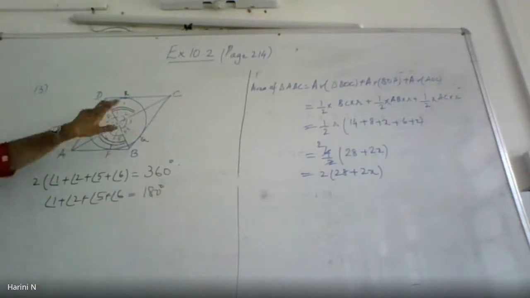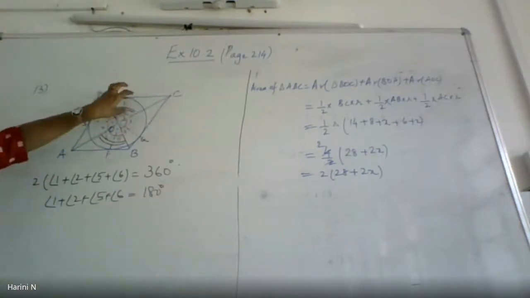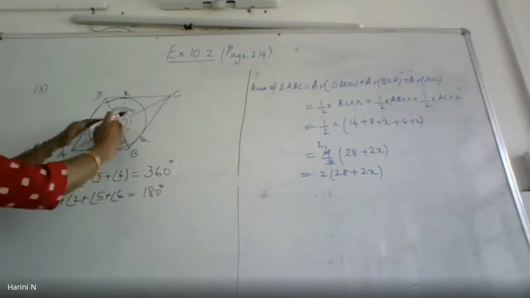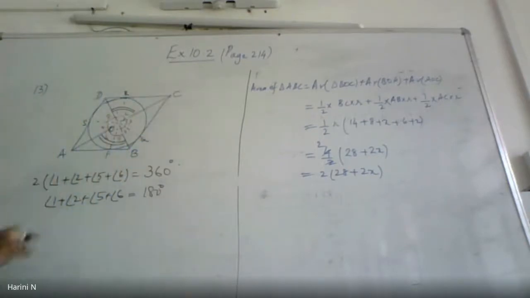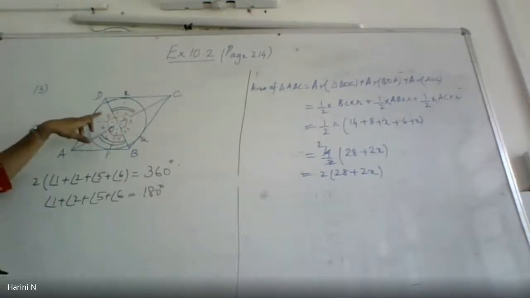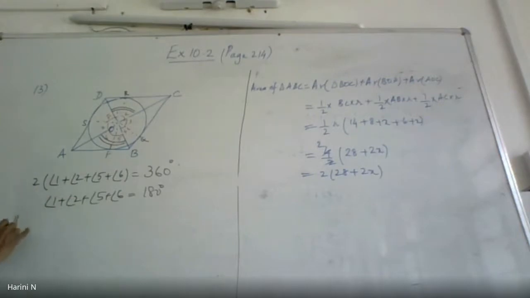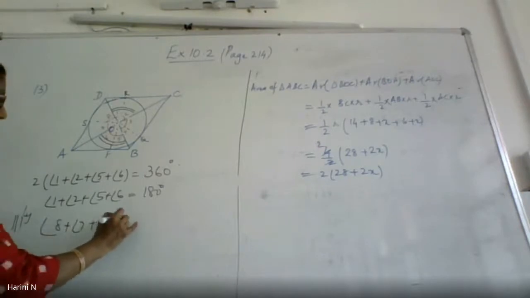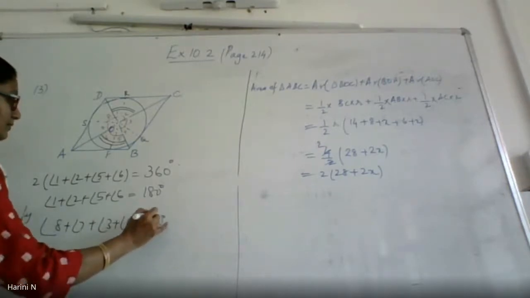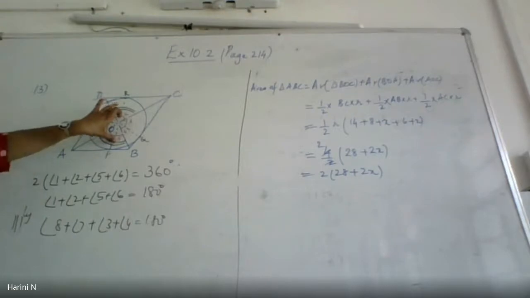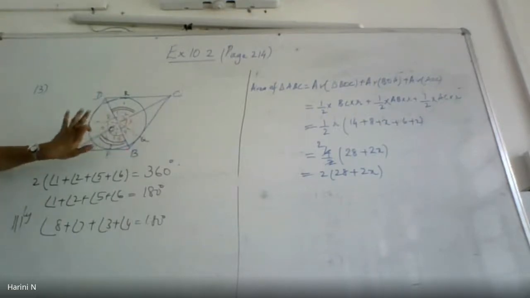That is what I need: the angles subtended by the opposite sides of a quadrilateral at the center are supplementary. Then you can tell similarly angle 3 plus 4 plus 8 plus 7 will be equal to 180 degrees. Similarly, angle 8 plus 7 plus angle 3 plus 4 will become equal to 180 degrees. If you show it for one case, that is enough. You can tell that the other two angles also will become supplementary.